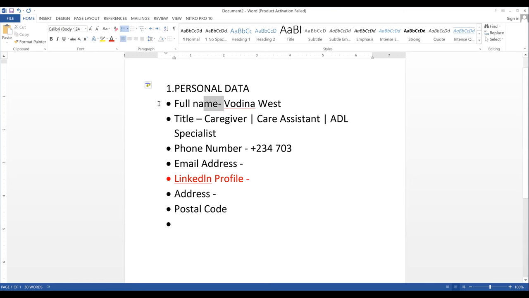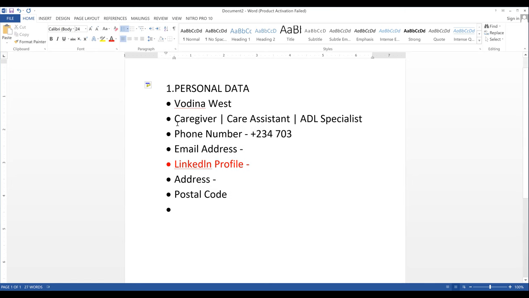Any question? Yes. For those of us that don't have a postal code, what should you put? Everybody has a postal code. So I'm going to prove that to you now.